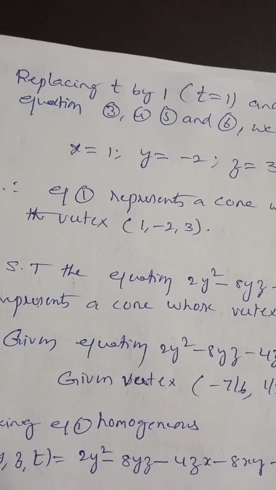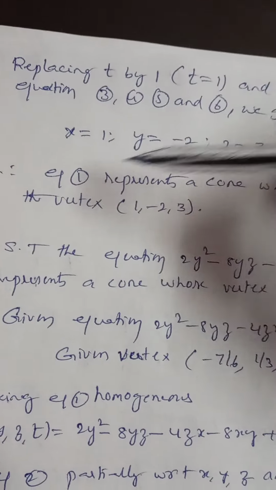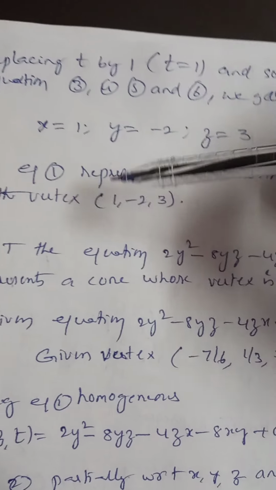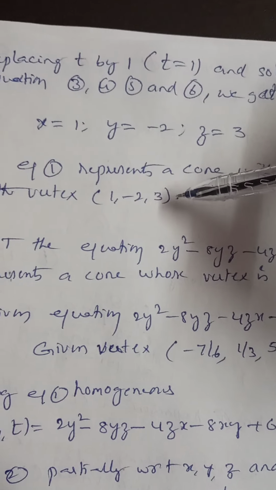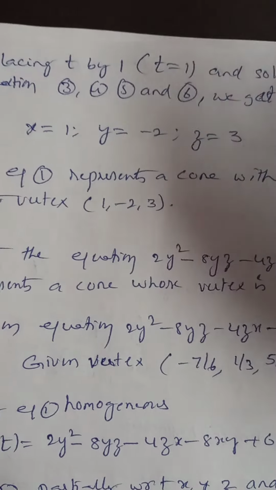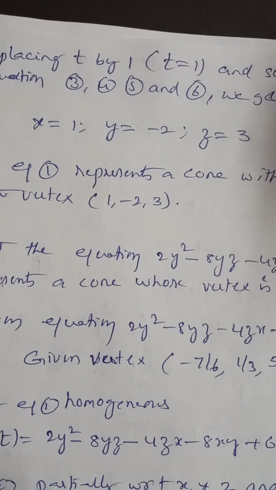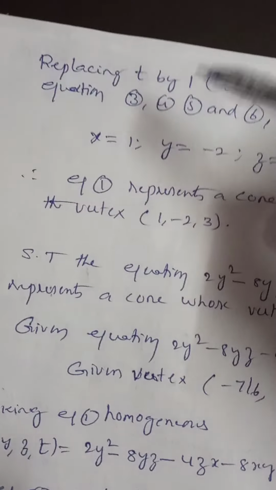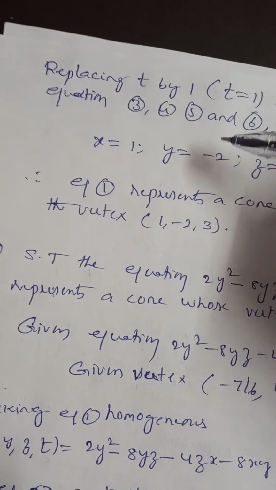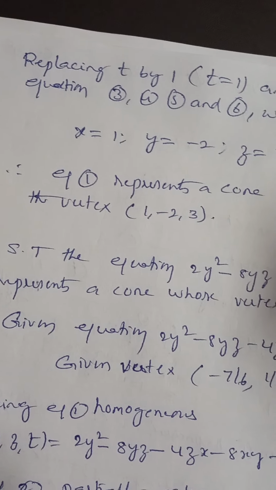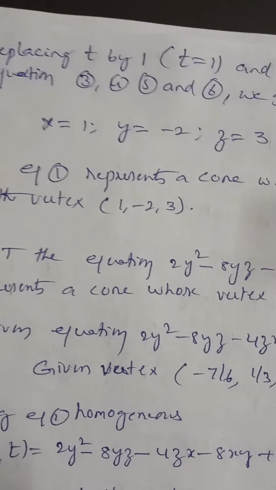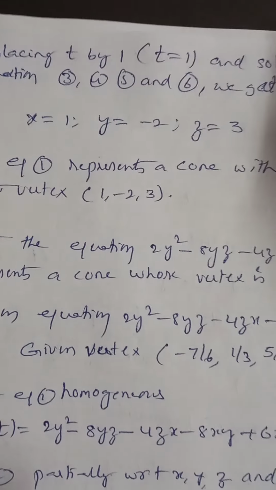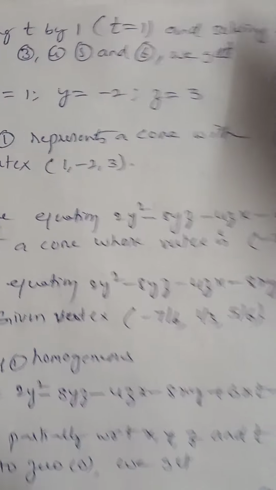Right? Now what is your conclusion after getting these values? Equation 1 represents a cone with the vertex 1 comma minus 2 comma 3 only. For this type of problem, no need to solve the 4 equations, right? If you want, you can substitute x is equal to 1, y is equal to minus 2, z is equal to 3 in all the equations, and those equations reduce to an identity.